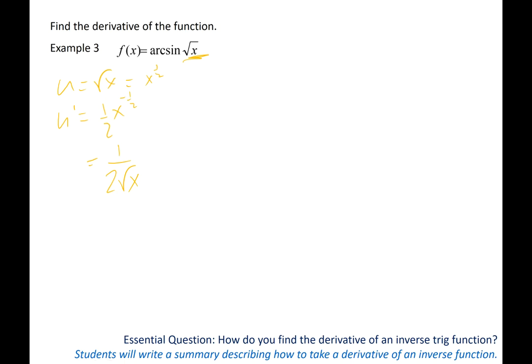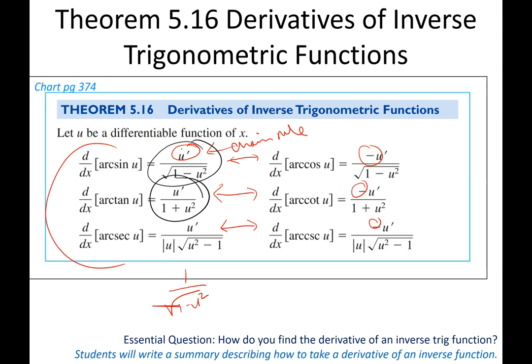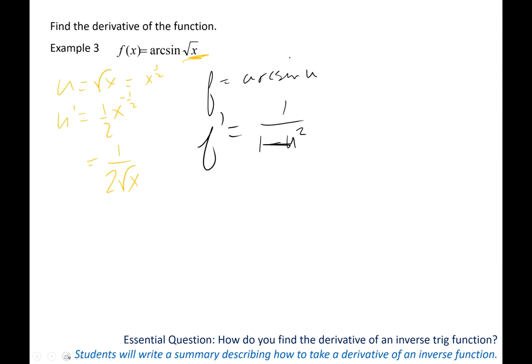Now let's do the derivative of the outside function. So f equals the arc sine of u. We're going to go back up to our formula chart and look, and you will have to have the formula chart memorized. 1 over 1 minus u squared. So double check. Yep, 1 minus u squared. Okay. Let me fix this.